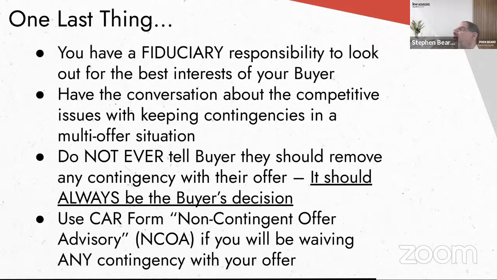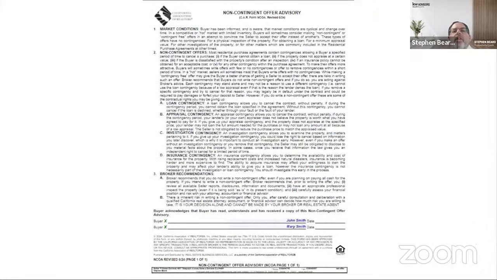Well, you can talk to them about the implications for the seller, but Mr. Buyer, I don't want you to do that lightly. If you're going to do that, you need to understand what it means. So, Mr. Buyer, we are going to attach the non-contingent offer advisory to your offer. Okay? And that's this one. It's a 1-page form, and it's called the non-contingent offer advisory.